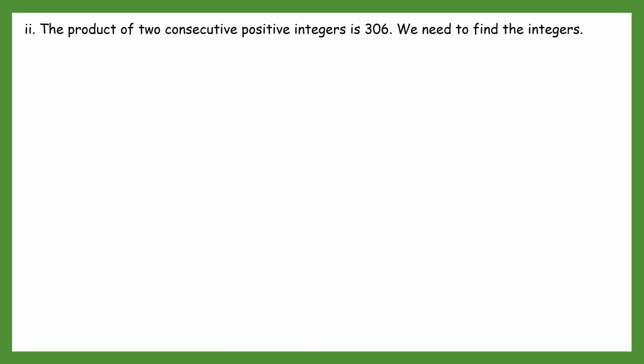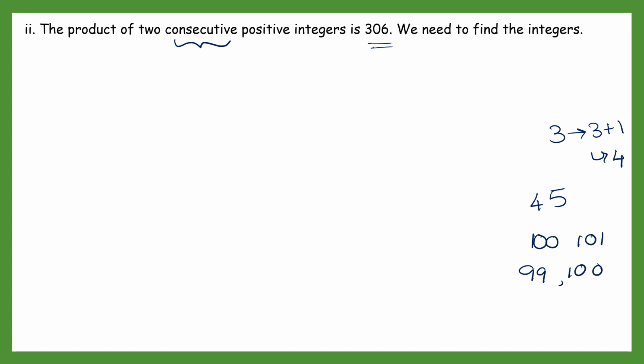Next problem. The product of two consecutive integers is 306. So they have given the product of two consecutive integers as 306. We should represent this in the form of a quadratic equation. They are telling consecutive integers. Consecutive means if 3 is one number, its consecutive number is nothing but 3 plus 1, that is 4. Two numbers which are next to each other are called consecutive numbers. 4, 5. 100, 101. 99 and 100 are also consecutive numbers. Either the number after it or the number before it.